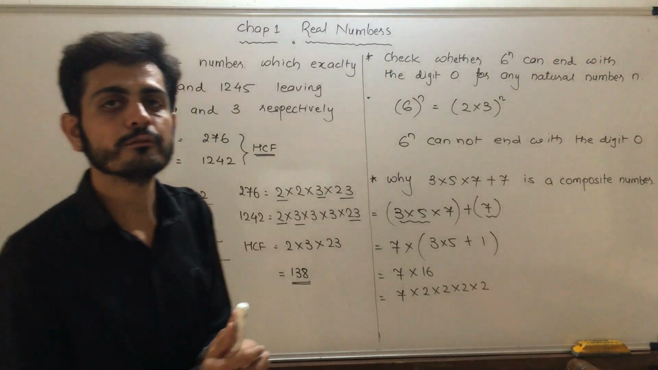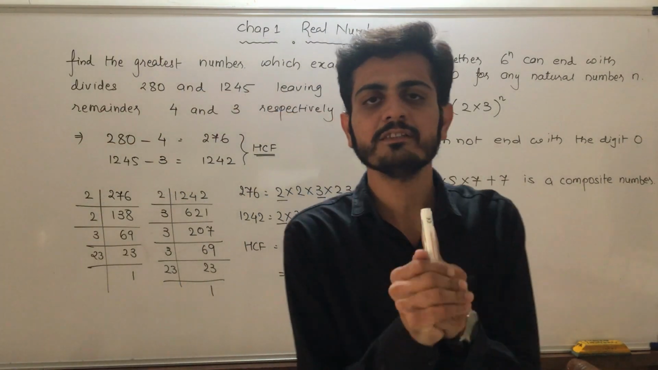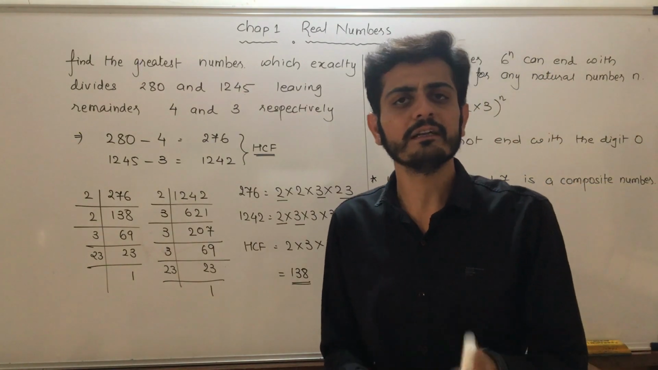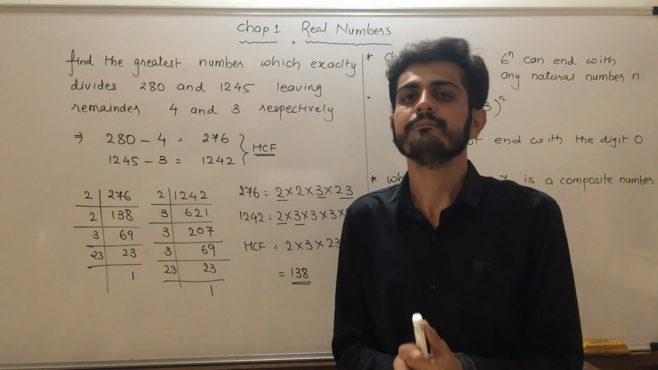I hope all of you are clear about these two properties of real numbers, that is, Euclid's division algorithm and the fundamental theorem of arithmetic. Thank you everyone.